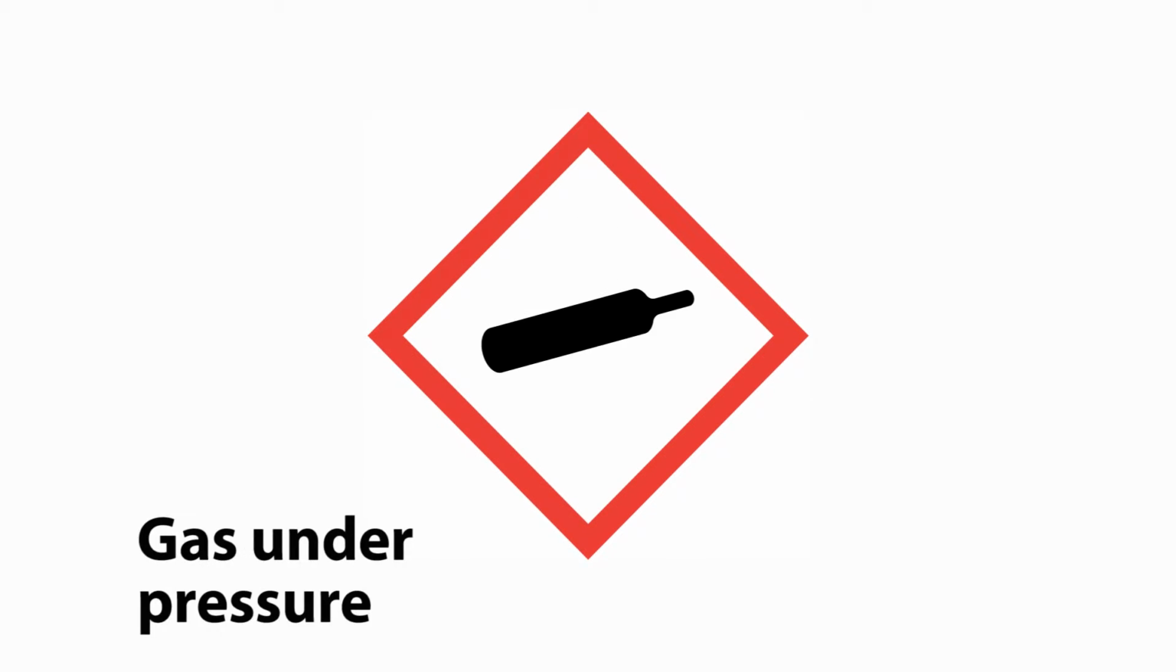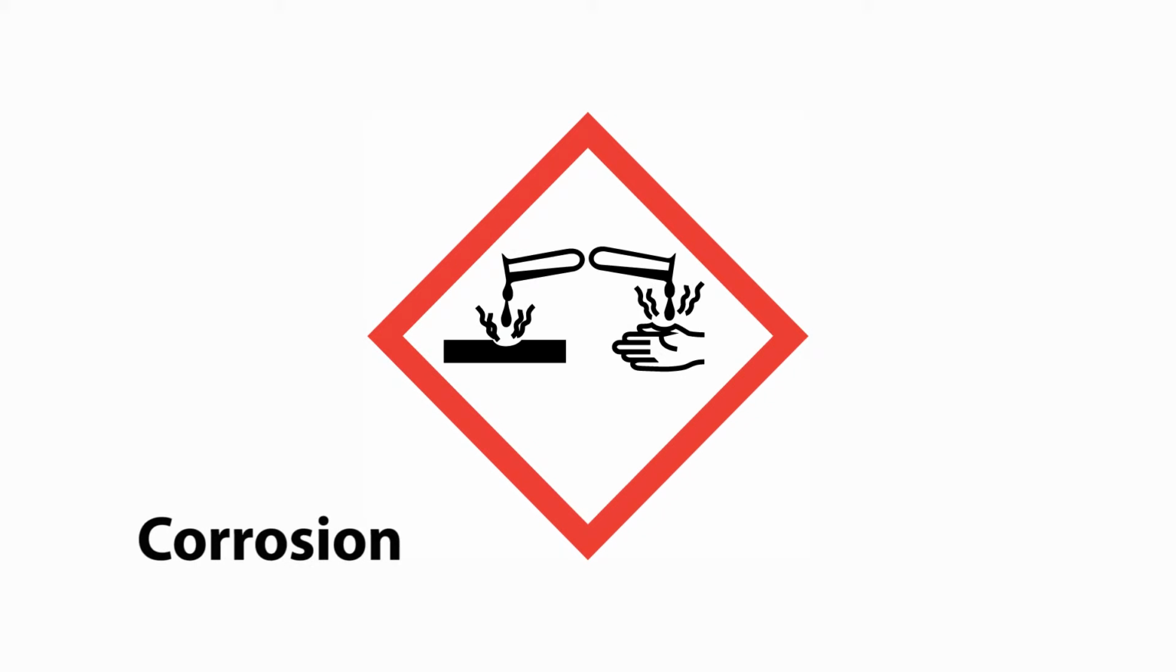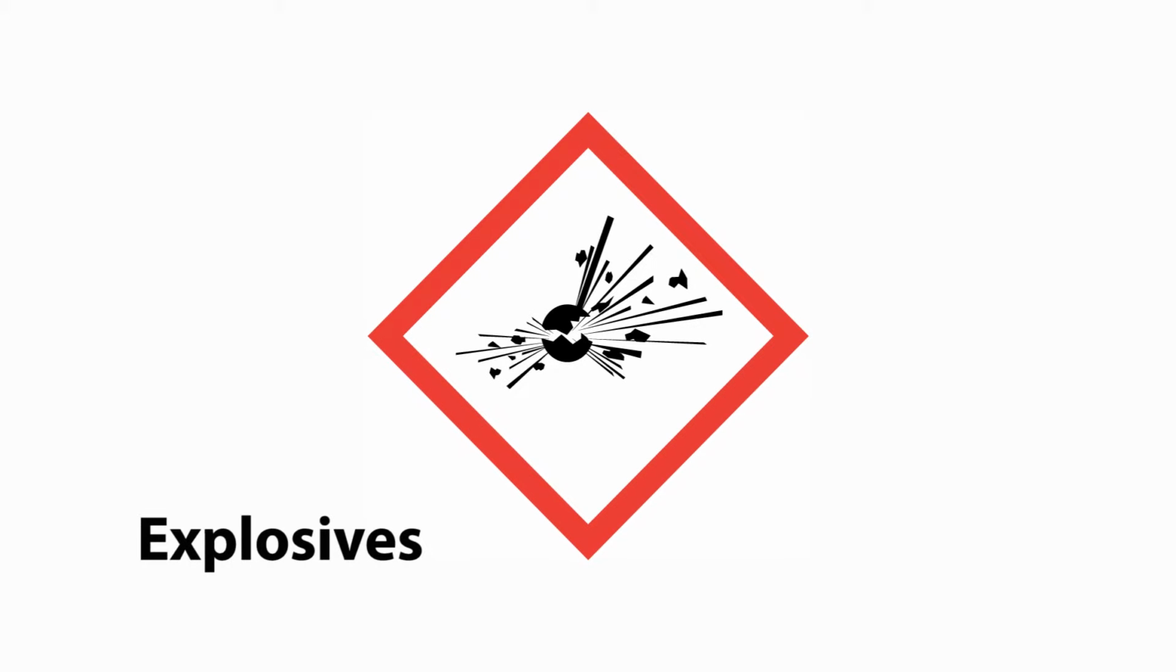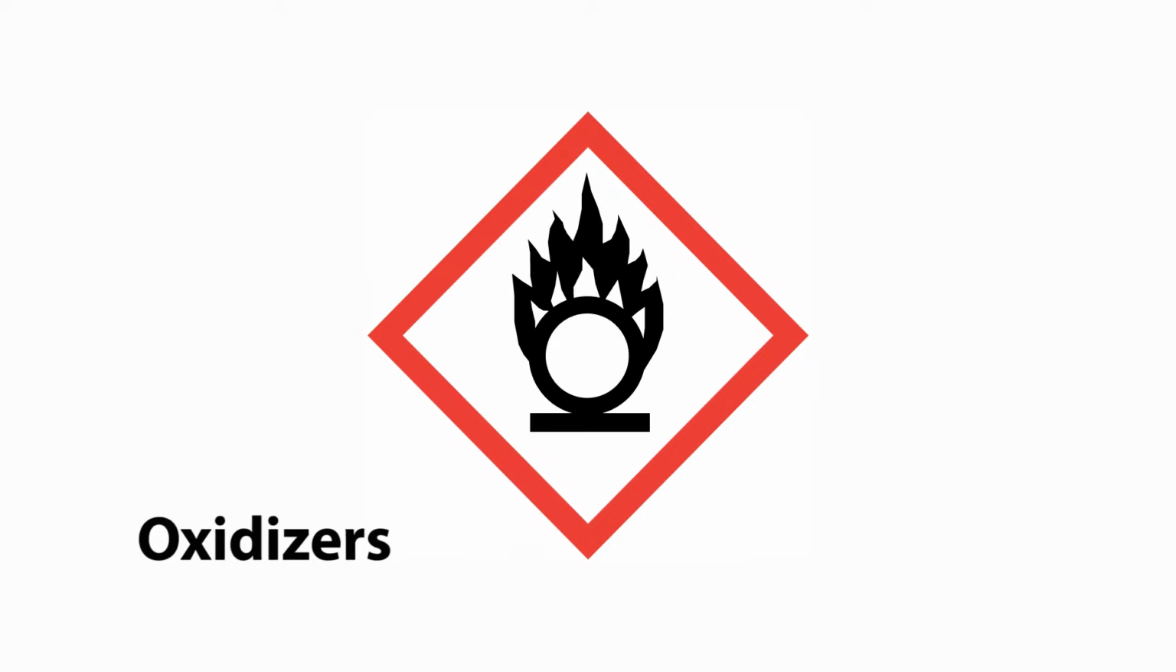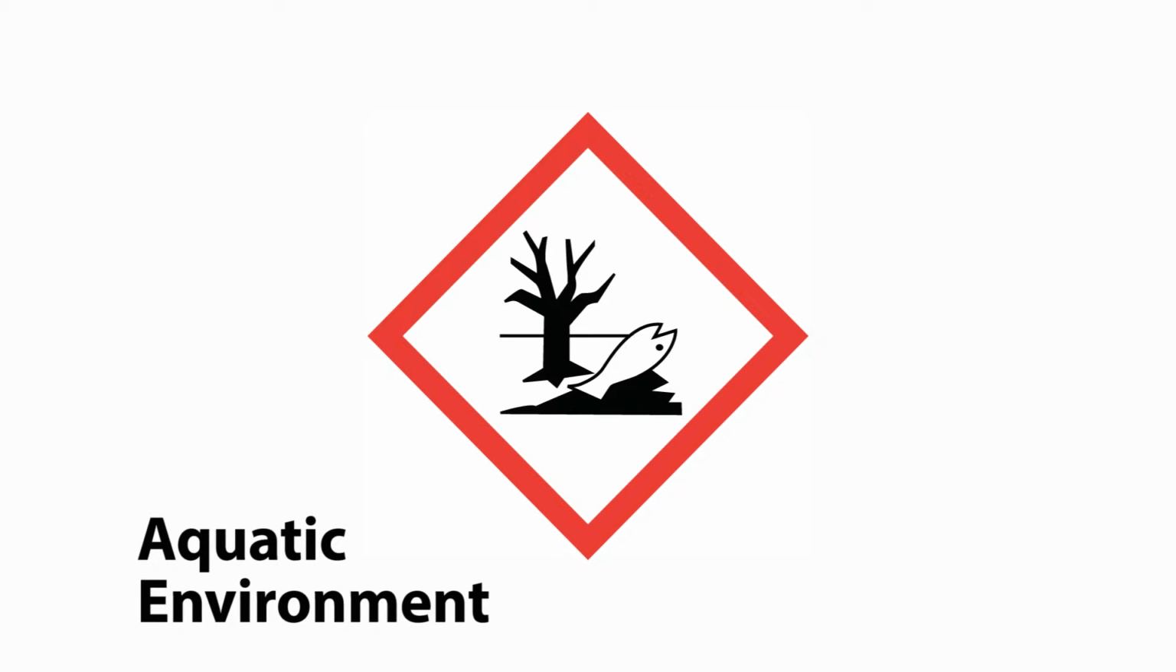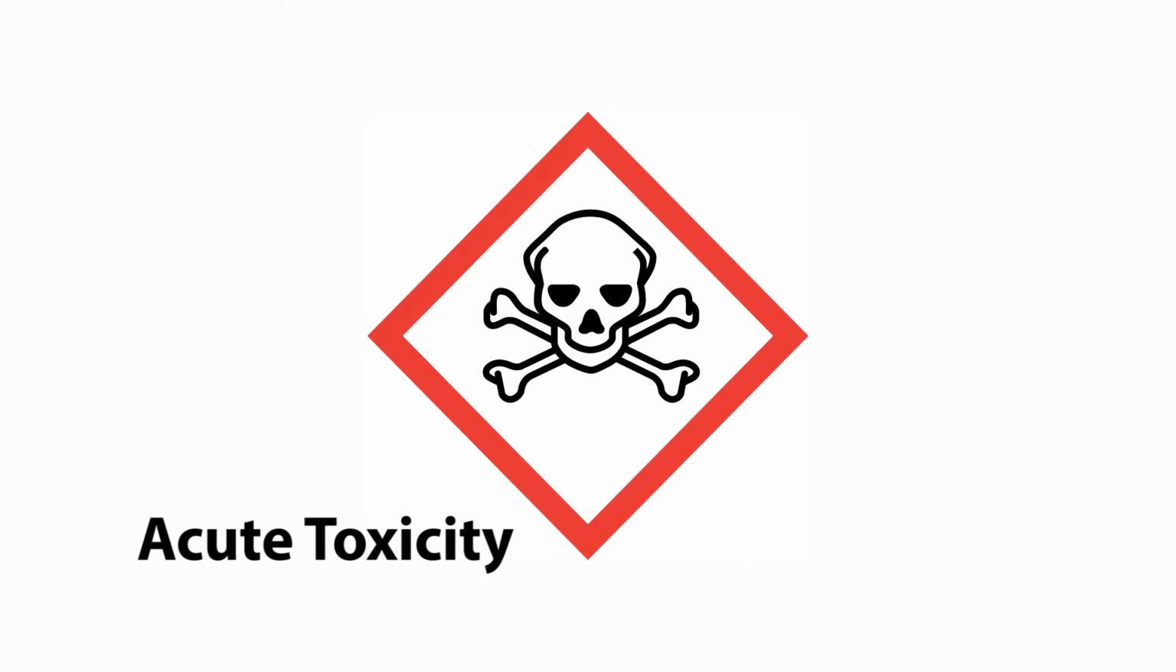The gas cylinder represents gas cylinders or gases under pressure. The corrosion pictogram represents corrosion, eye damage, and corrosive to metals. The exploding bomb pictogram represents explosives, self-reactives, and organic peroxide. The flame over a circle represents oxidizers. Environment represents hazards to the aquatic environment. And the skull and crossbones represents acute toxicity.